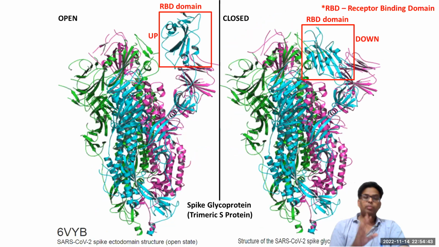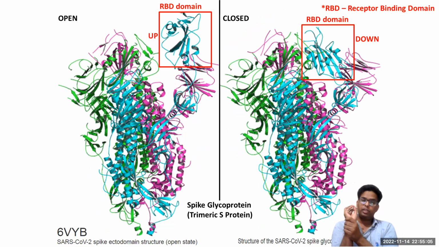Okay. Now people usually get confused about what is the up orientation, down orientation, open state, closed state. The RBD, receptor binding domain, is in up orientation or down. If the RBD is up, the whole spike glycoprotein is called open state. Actually, there are three RBDs, suppose 1, 2, and 3.